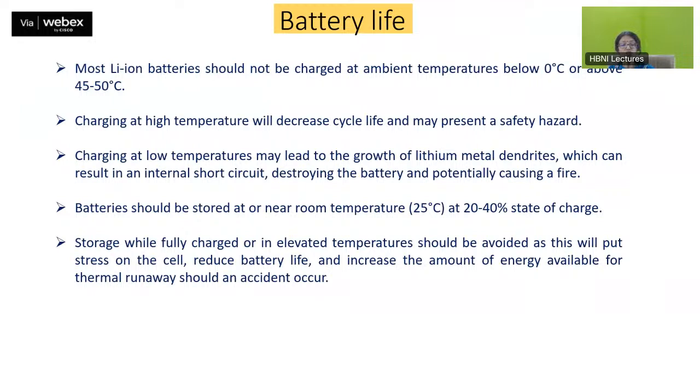Then batteries should be stored at or near room temperature, at 25 degrees centigrade, and the state of charge should be 20 to 40%. You shouldn't store batteries which are fully charged or at elevated temperatures. Why? Because this will put stress on the cell and it is going to reduce the battery life, and it is going to increase the amount of energy available for thermal runaway should an accident occur. So if you want to extend the life of a battery, it's very important that you operate the battery at ambient temperatures.